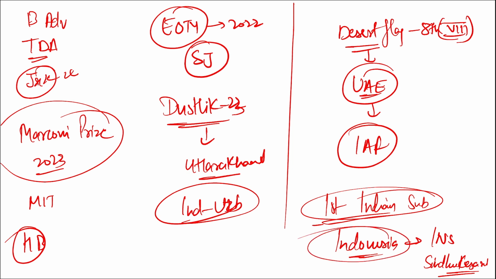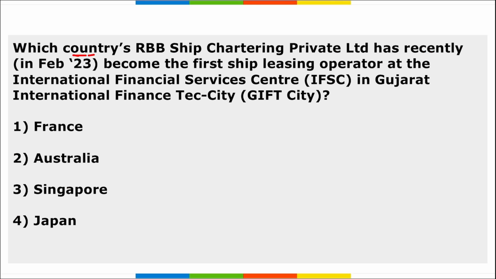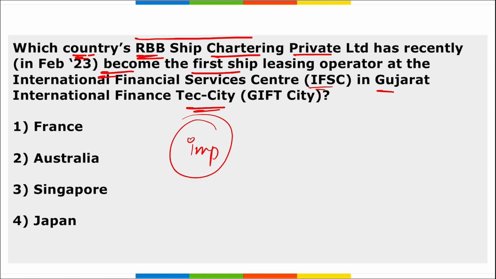Alright. Next. Which country's RBB Ship Catering Private Limited has recently become the first ship leasing operator at the IFSC in Gujarat GIFT City? So, and this is important. Remember, which country's ship leasing operator became the first at the IFSC in Gujarat? It is your Singapore. Alright, important.